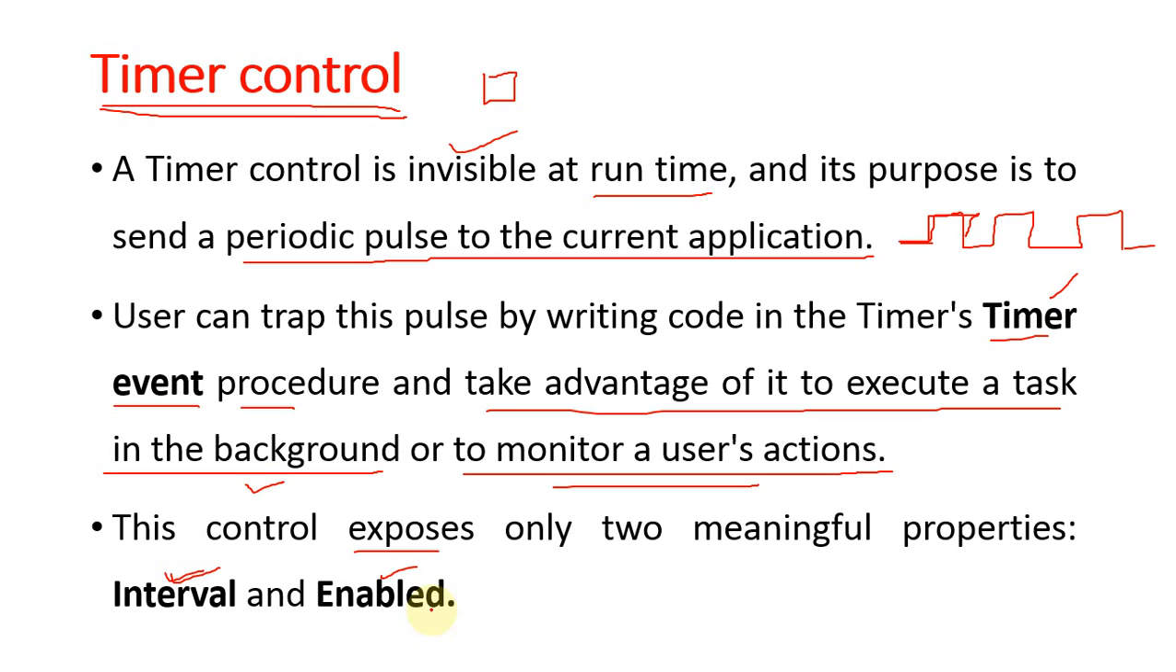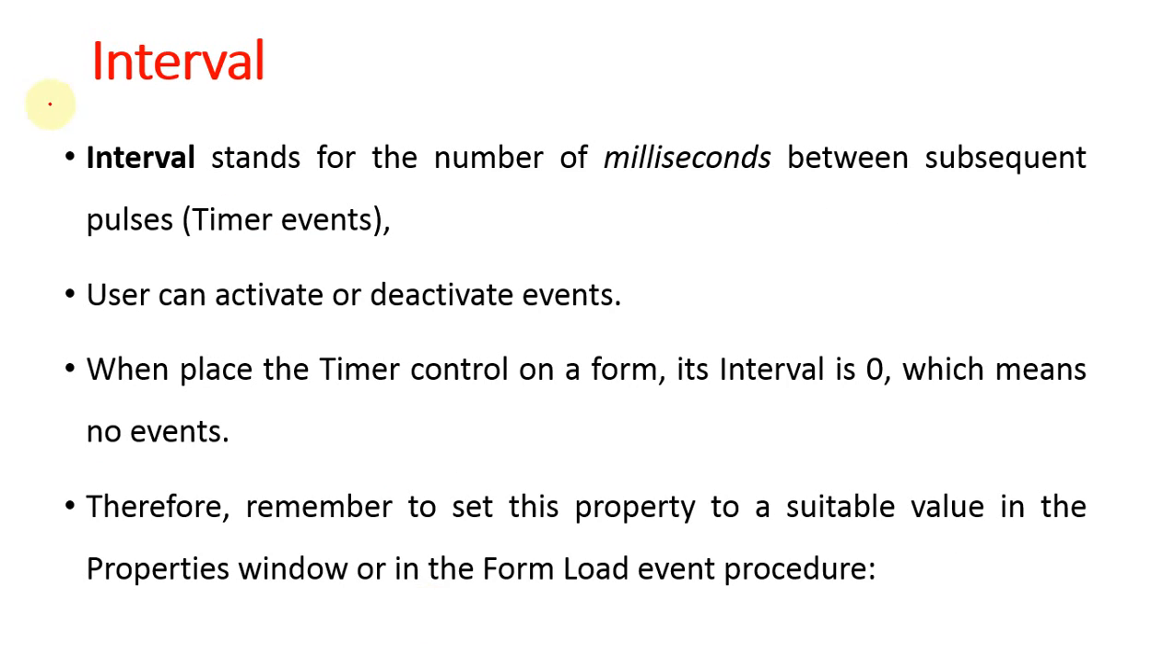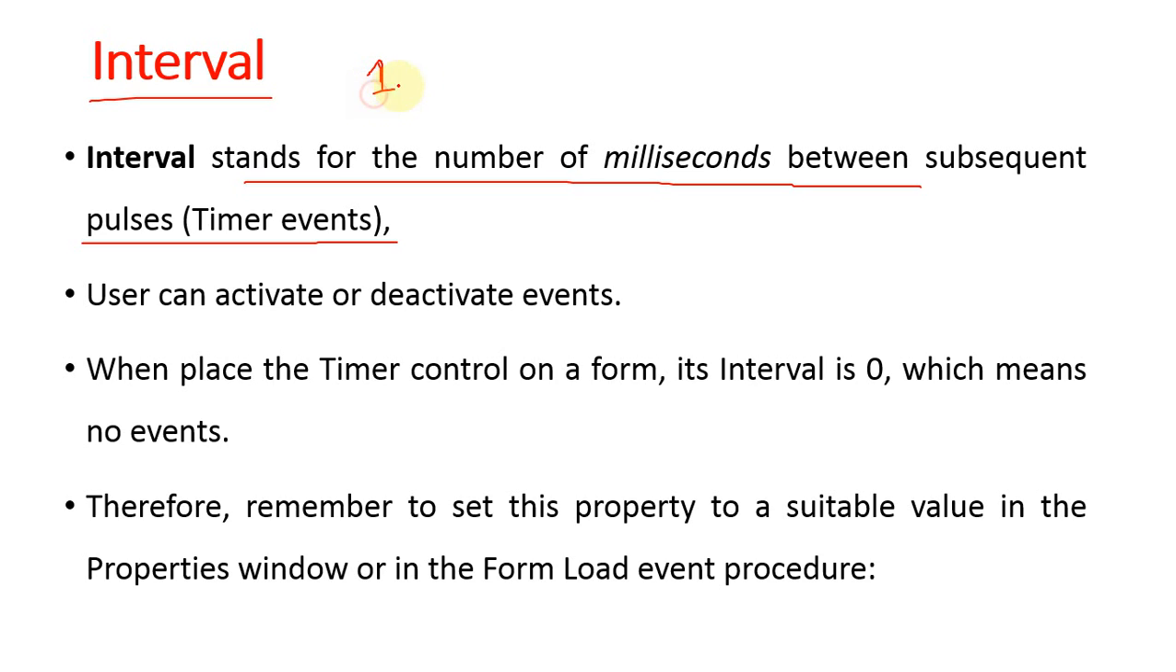Similarly, there is Interval. Interval stands for the number of milliseconds between subsequent pulses. That means the interval is measured in milliseconds, not in seconds. One second is equal to 1000 milliseconds. If you divide 1 second into 1000 units, then take 1 millisecond from it.